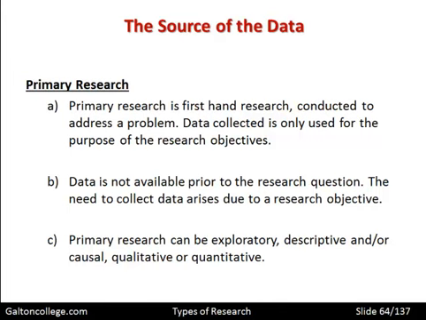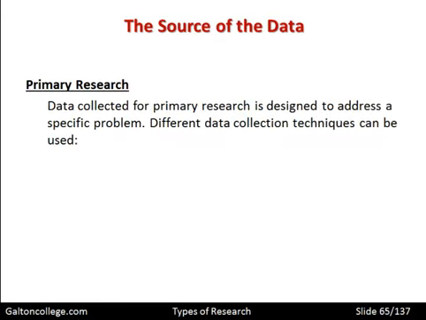Or it could be quantitative. It could go out and collect data in a particular market. How many items were sold, what the particular price was, how many shops sold how many and at what prices. That's quantitative. It's collecting numerical data. It's still primary research. Data collected for primary research is designed to address a specific problem. It's aimed at solving a particular problem, answering a particular question.